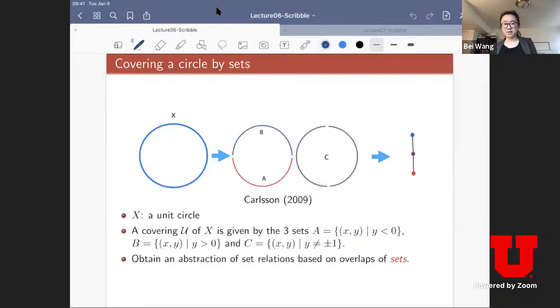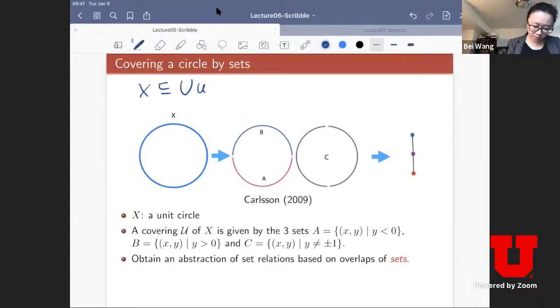That is my data. And now, before I talk about the mapper construction, I want to talk about a cover and a cover of sets, okay? So what I mean by that, remember a cover is, I have a space X, and it belongs to a union of cover elements, okay?